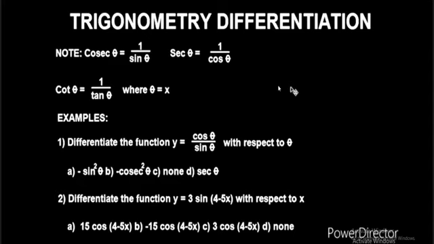Before we bring out the calculator, let's quickly look at the questions we are going to practice with. Question 1 says: differentiate the function y equals cos theta over sin theta with respect to theta. These are the options. Question 2: differentiate the function y equals 3 sine in bracket 4 minus 5x with respect to x, and these are the options. Very simple questions. Now let's get the TI-84 Plus scientific calculator and go into the details.